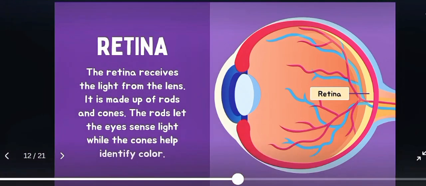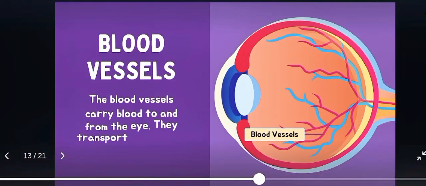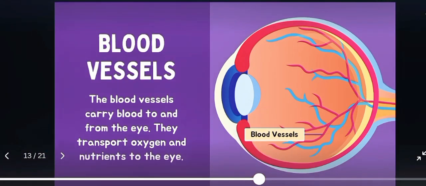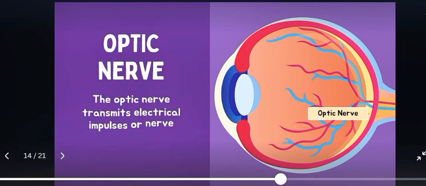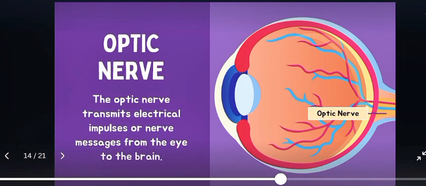Next, blood vessels. The blood vessels carry blood to and from the eye. They transport oxygen and nutrients to the eye. So optic nerve. The optic nerve transmits electrical impulses or nerve messages from the eye to the brain.